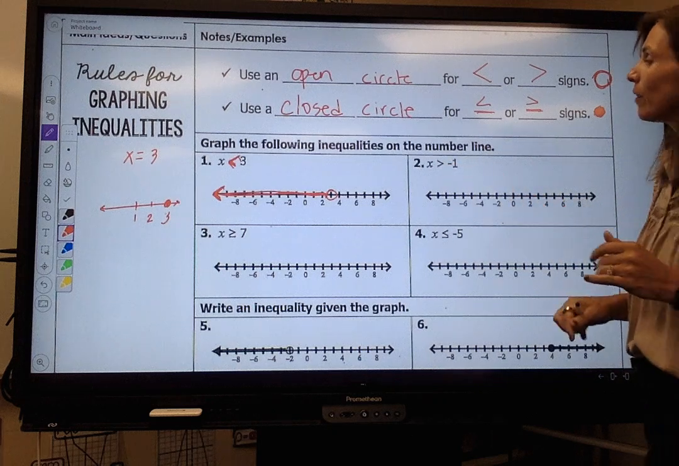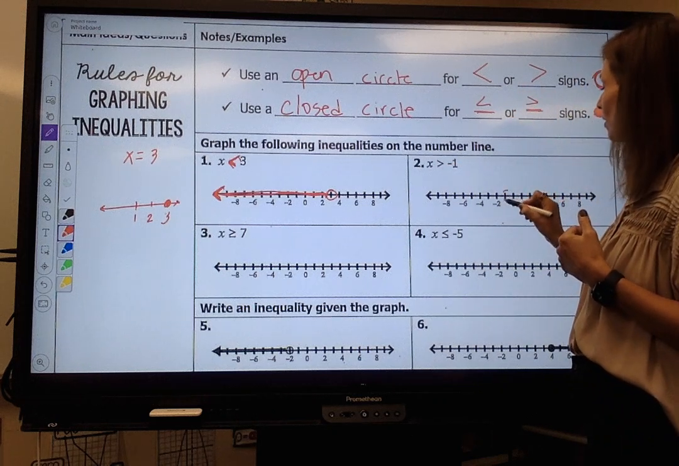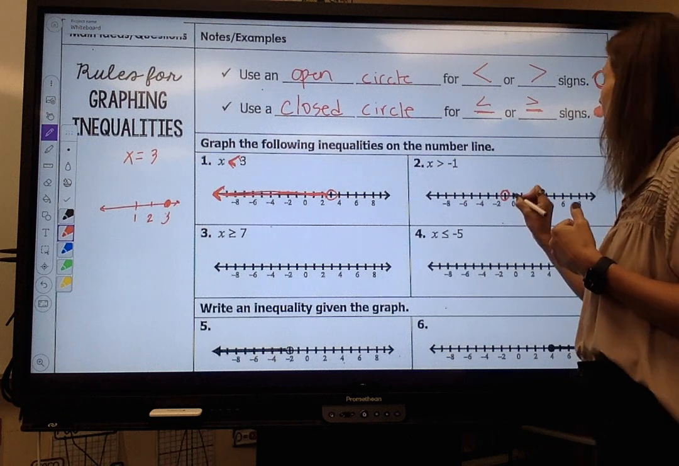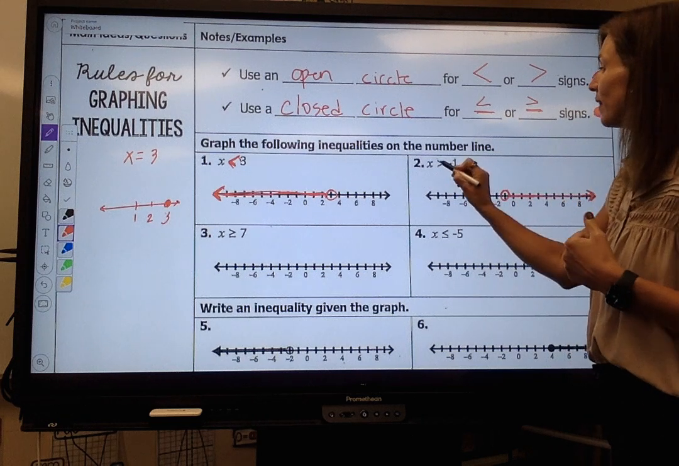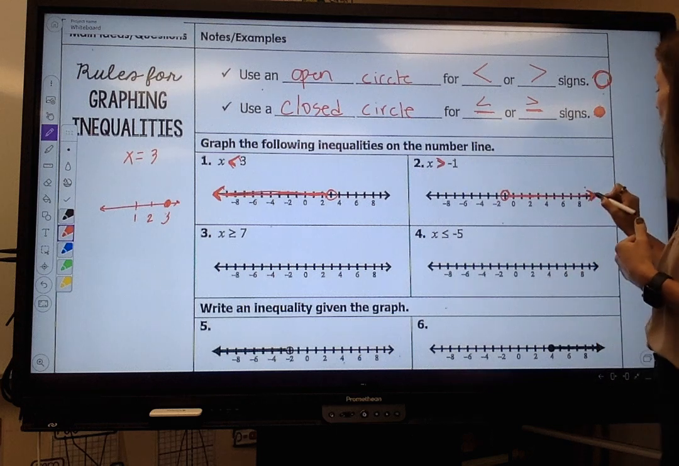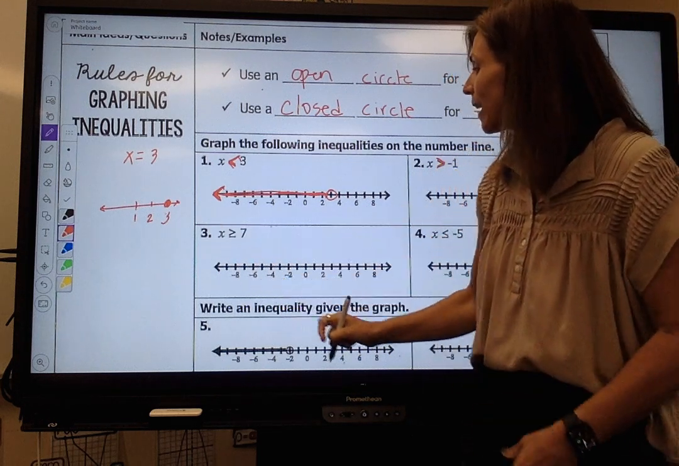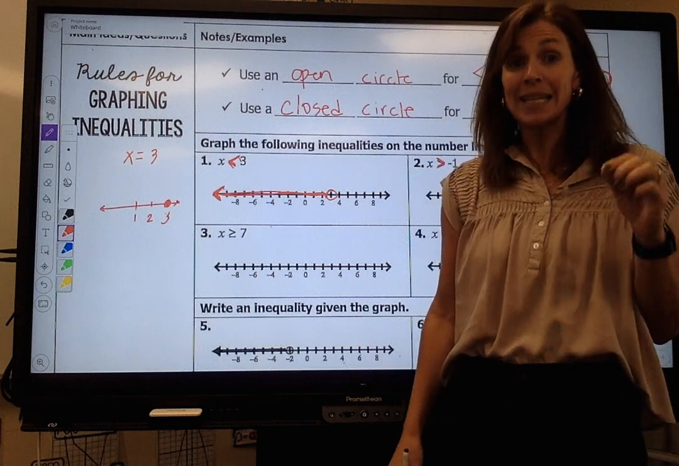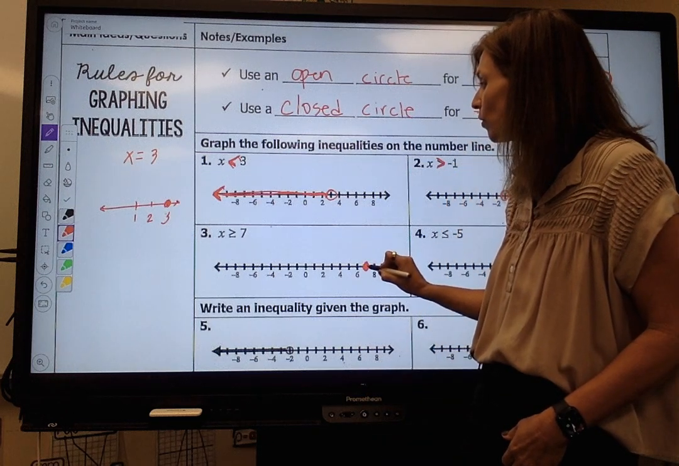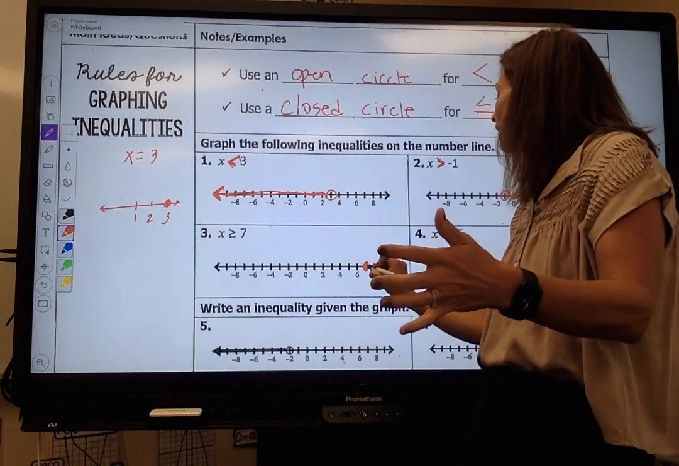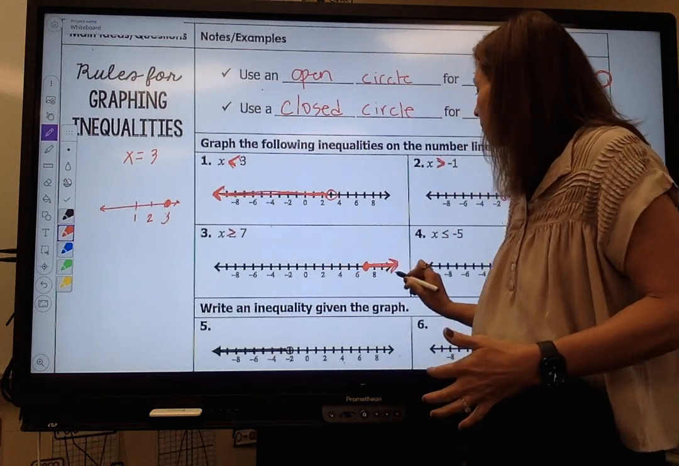All right, so here, x is greater than -1. Is -1 a part of the solution? No, it's not. It's an open circle. It's going to be to the right. And look, this arrow matches the direction of this arrow, okay? Now, number 3, x is greater than or equal to 7. Is it equal to 7? Absolutely. That's why you have that closed circle, and then it's every number that's greater than 7. And my arrow matches this arrow.